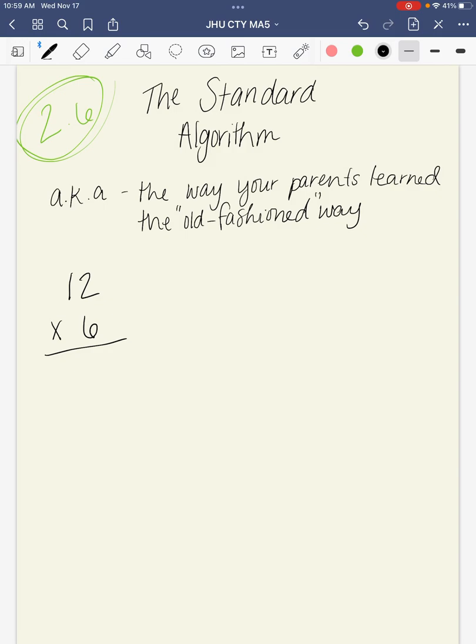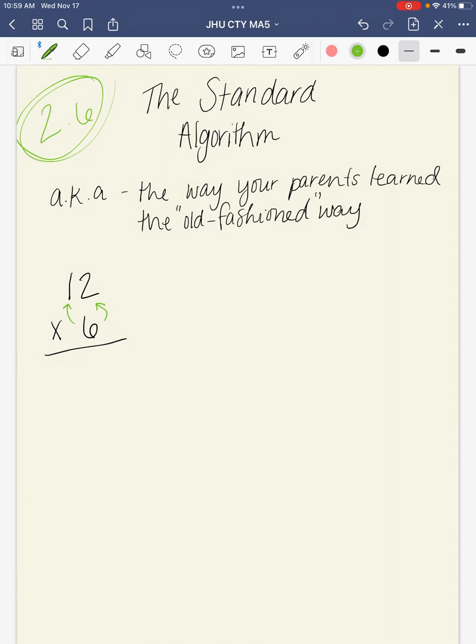So what the standard algorithm says is line up your numbers in place value order. So I have my digits lined up, and just like in an addition or subtraction problem, you're going to start on the right side and move to the left. Here's where you can see our distributive property in action, because this 6 has to be distributed to the 2 and to this 10. Because technically that's a 1 in the tens place, so that makes it 10.